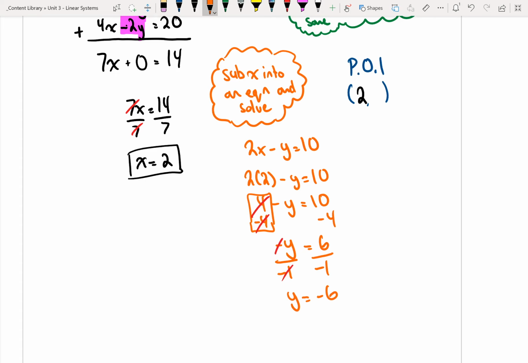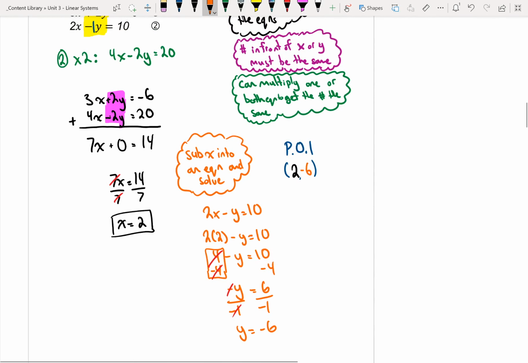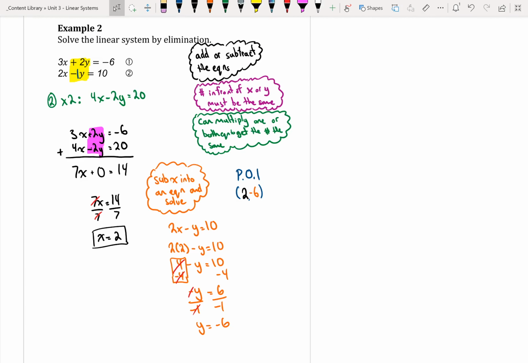So that means my point of intersection is (2, -6). So this one had an extra step, and this is about as complicated as it's going to get. Well, there are going to be more complicated ones where you do have to multiply both equations by a specific number. However, if you're able to do something like this, I would say that is very good. Again, we had to change one equation, then add or subtract them to eliminate a variable, and then from there sub it back in and solve for the other variable to get to our overall goal of finding the point of intersection.